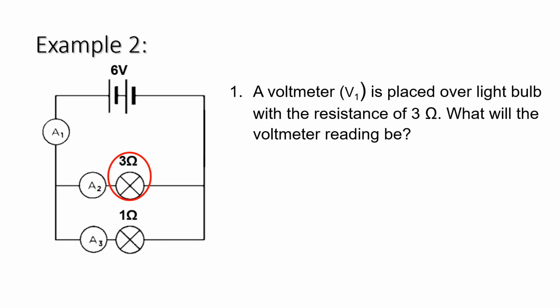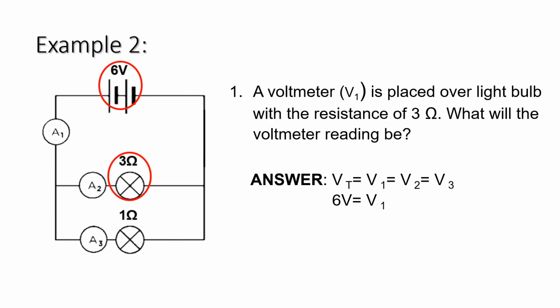With regards to parallel circuits, the formula which we use in order to calculate voltage is Vt is equal to V1 is equal to V2 is equal to V3, depending on the number of voltmeters present in the circuit. Our answer here: we already have a total voltmeter reading of 6 volts. The rule for a parallel circuit is that the voltmeter reading, or the potential difference, is equal everywhere in a circuit. So the voltmeter reading on V1, if it is placed over a light bulb with a resistance of 3 ohms, remains 6 volts.